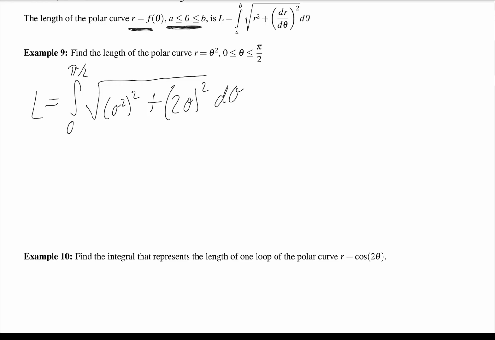Okay, and when you calculate this out, you should get that this is going to be equal to 1/3 times, let's see, this should be pi squared over 4 plus 4 to the 3/2 minus 4 to the 3/2. Okay, again, another opportunity to practice for the final exam right here.